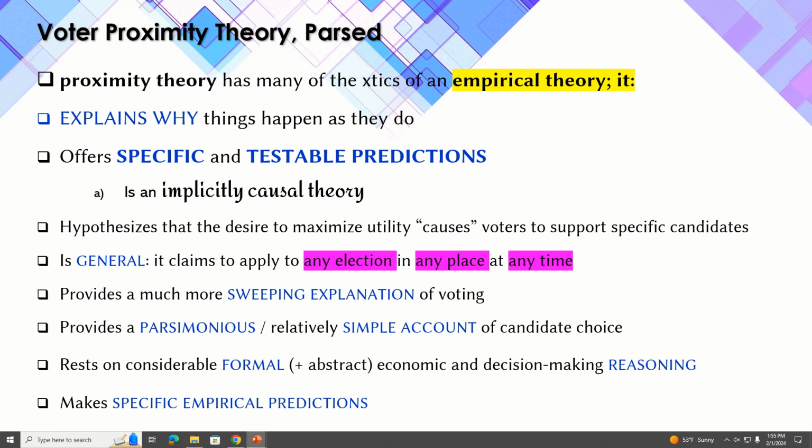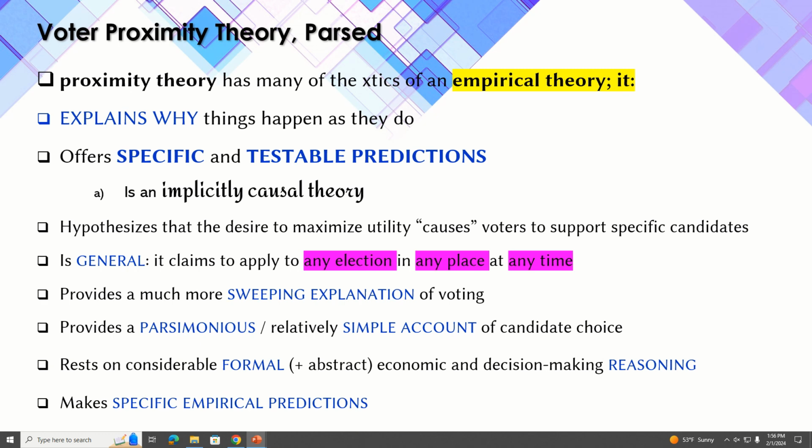But if you take that theory and think about the characteristics of a theory, it hypothesizes certain things. It's causal. It talks about how people vote. It has specific and testable predictions. It explains why things happen. It is general. It applies to practically any election, particularly in this country. So any election, any place, anytime. And if you remember the characteristics of a scientific research program, you will see that all these are requirements.